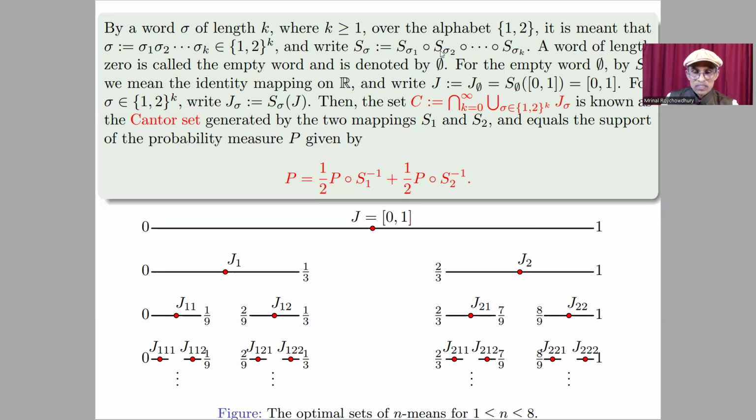Similarly, when you say J122, you have to apply the composition mapping S sigma, here sigma is 122, on this interval [0, 1]. Then you will get this one. You will not get it from here.